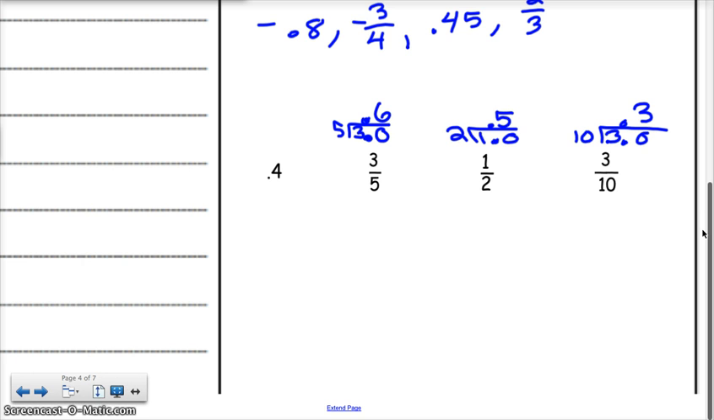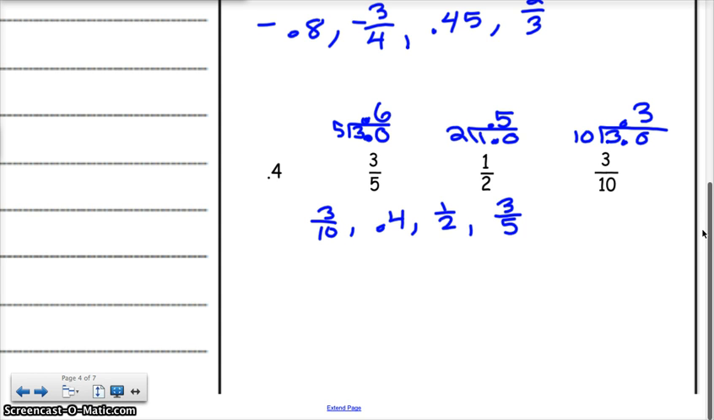So my smallest decimal is 0.3. How was 0.3 given to me? 3/10. My next smallest number is what? 0.4, which was given to me as 0.4. What's my next smallest number? Which was given to me as? 1/2. And my next smallest number? 3/5, 0.6, which was given to me as 3/5. Awesome.